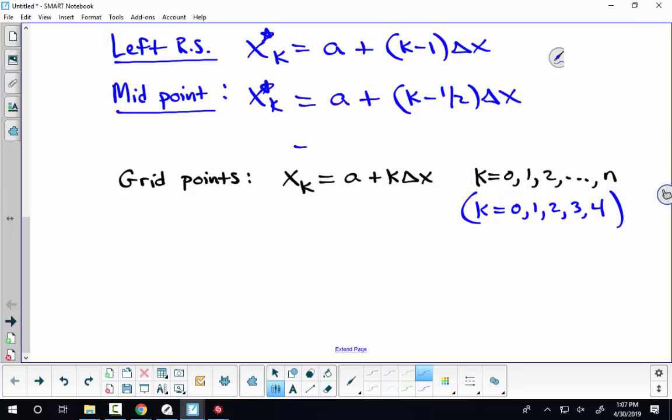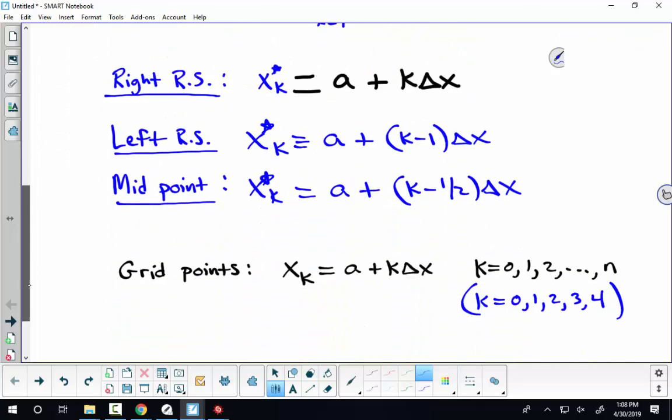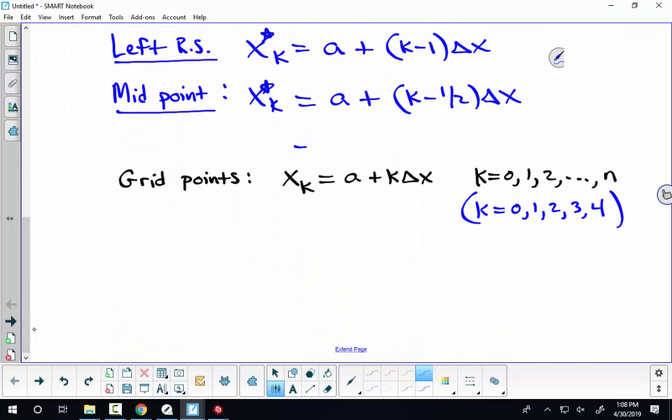So let's look at what our grid points are. We need to know a, which is the endpoint of the interval given to us from 0 to 3 pi over 4. 0 is our a, 3 pi over 4 is our b. And we need to find delta x. Step 1, we're finding the grid points, because the grid points enable us to use midpoint, left, and right Riemann sums. We just have to shift them around for the x stars.